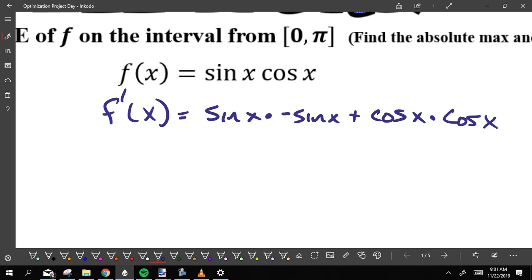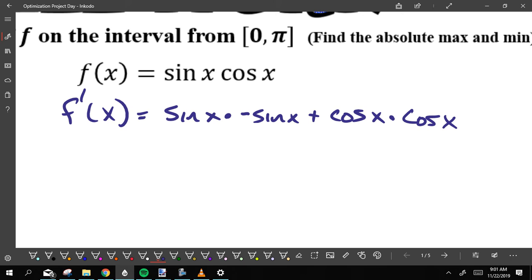Don't. If I were to rewrite this to make life a little bit easier, I could write this as minus sine squared x, because there's two of them, plus cosine squared x. Sine squared, cosine squared, the only difference is that sine is negative. Everybody good to that point? I am taking the derivative.